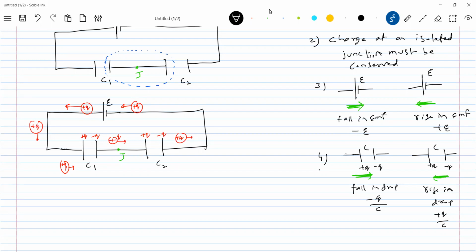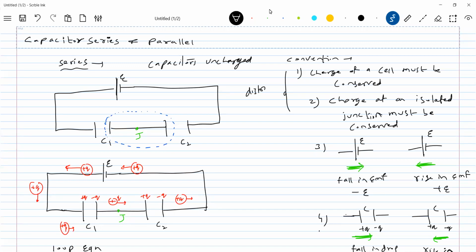Instead of writing KVL, we call it a loop equation. For your convenience, we have changed the position of the chapter. Actually, after electrostatics we are supposed to come to capacitors, and from capacitors, conservation of charge we learned. The same conservation of charge principle, we call it KCL. But here, for your convenience, first we started with resistors, then I'm coming back to capacitors. So we say loop equation. When you are writing the loop equation, you have to follow points 3 and 4. When you are distributing charge, you have to follow points 1 and 2. These two help in distribution of charge, and these two help to write the loop equation.